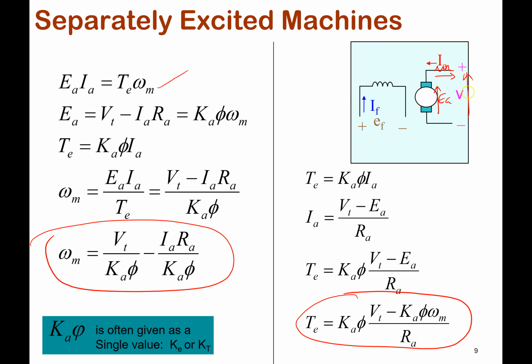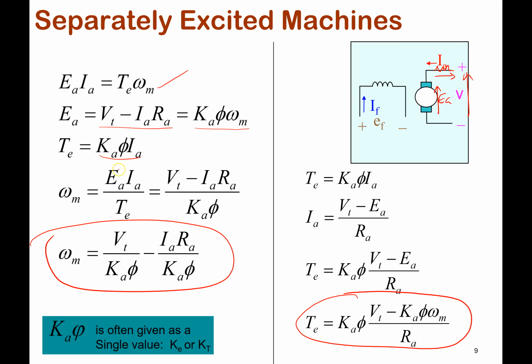EA is equal to VT minus IARA, and that is equal to Ka phi omega m. If you don't remember where this came from, you could go back to the last video and look at it. You'll see how we derived it from the armature reaction equations. So I have EA is equal to VT minus IARA, which is Ka phi omega m, and I also know TE is equal to Ka phi IA. Remember, these are the two defining equations we looked at at the end of the last video.